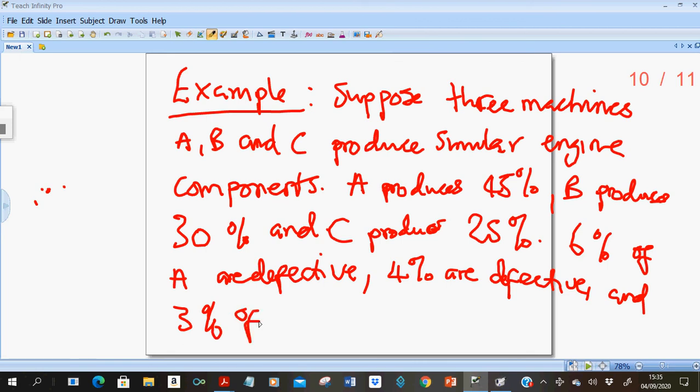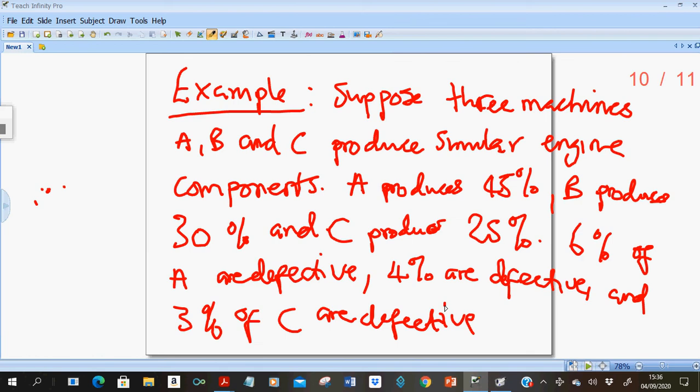Of machine C are defective. Now, we are told that one component is selected at random from the total output and is found to be defective. What is the probability that the component selected was produced by machine A? So that is our question.